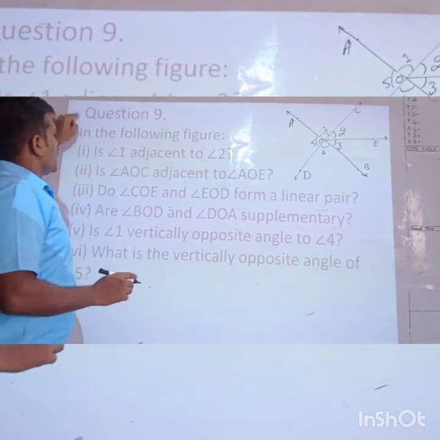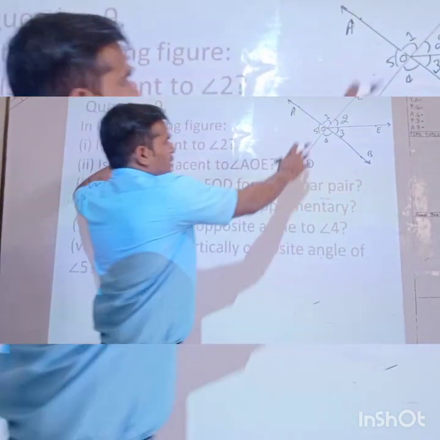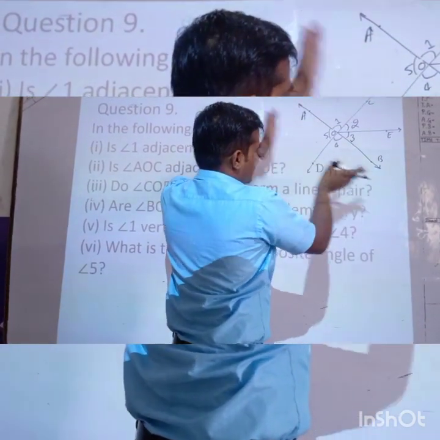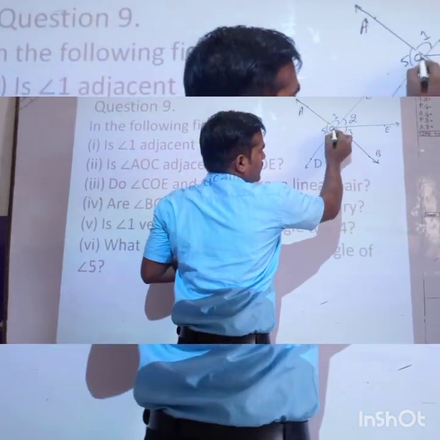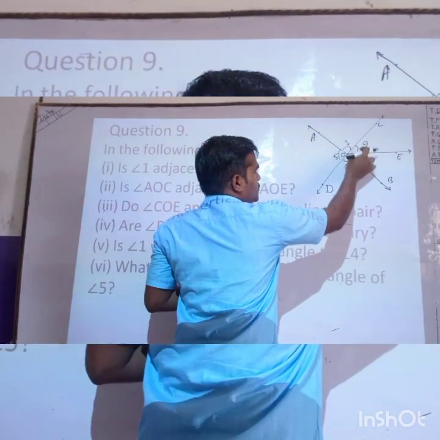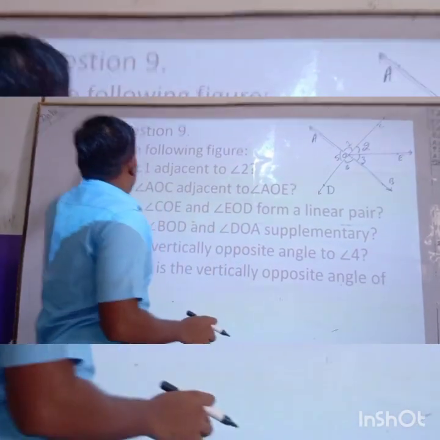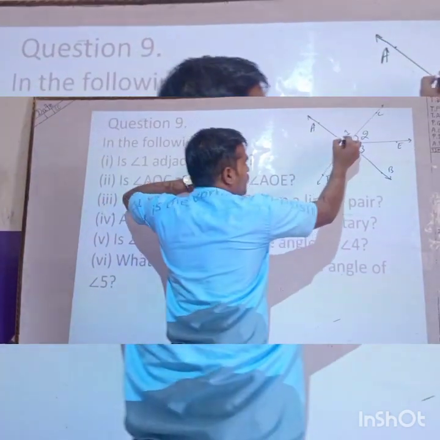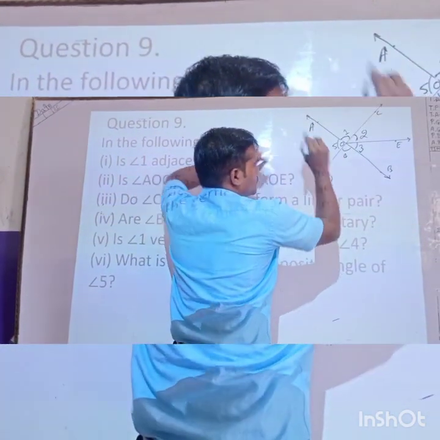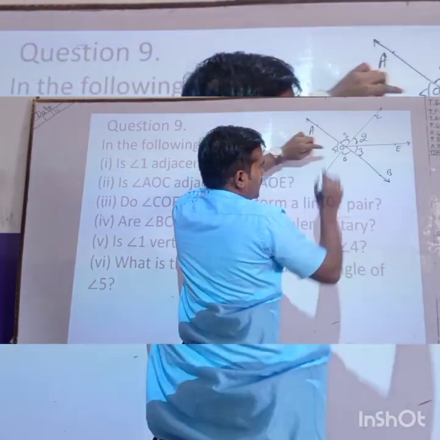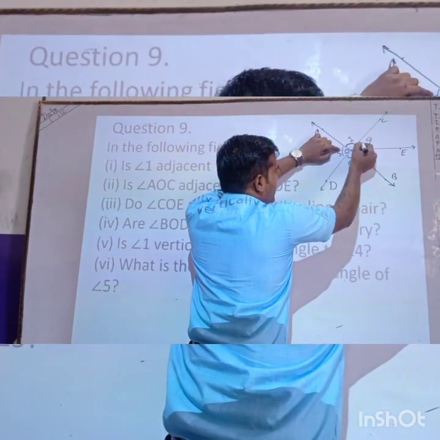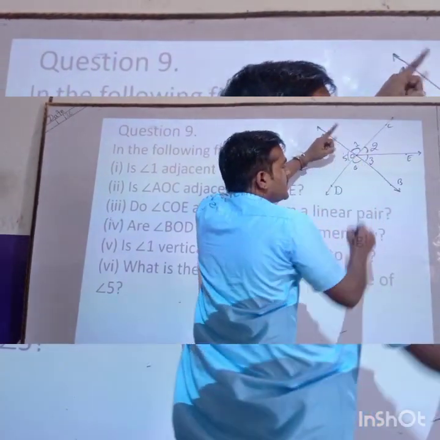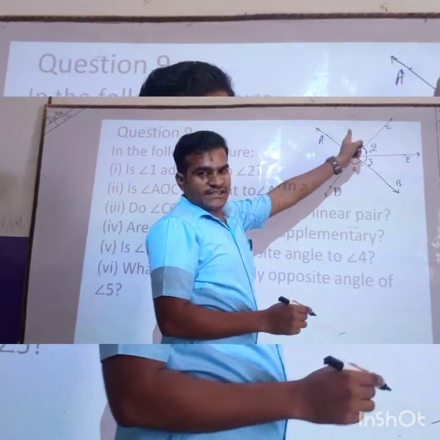Question 9. Given the following figure, where AB and CD are intersecting lines, and OE is also drawn, with angles 1, 2, 3, 4, 5 marked. Asked: is angle 1 adjacent to angle 2? Yes or no? Angle 1 and angle 2 have a common vertex O as well as a common arm OC. That's why angle 1 and 2 are adjacent.